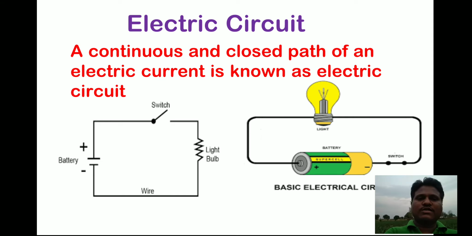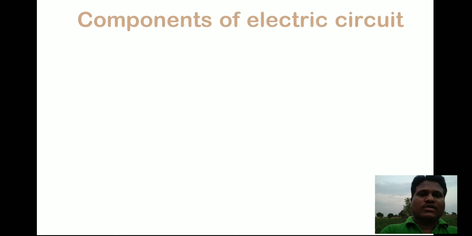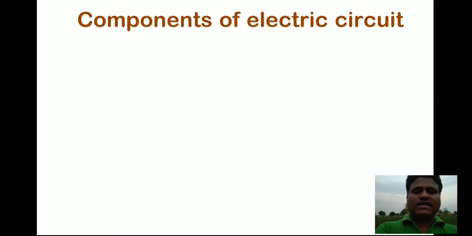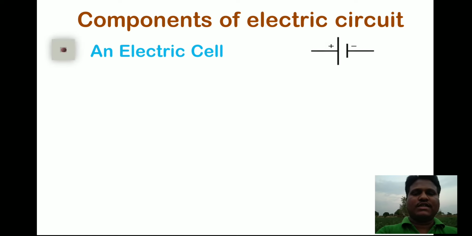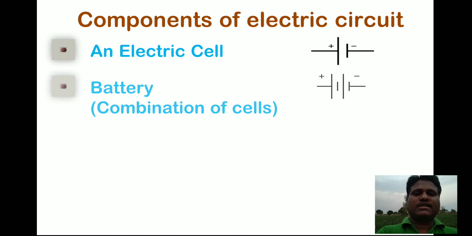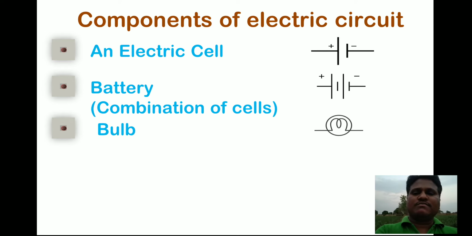A continuous and closed path of an electric current is known as an electric circuit. So what are the components of an electric circuit? Those components we are going to see now. Some basic components are there, which you can observe in the slide.